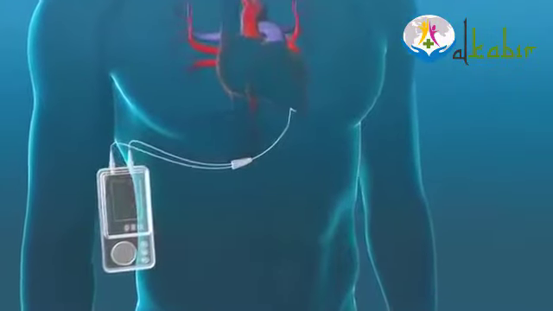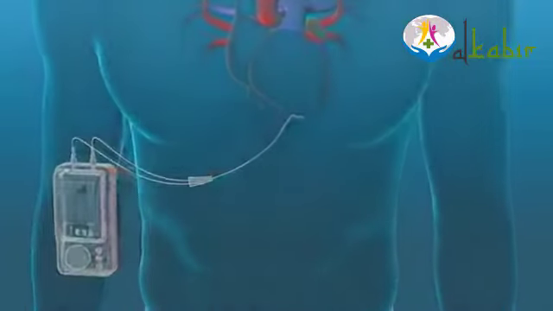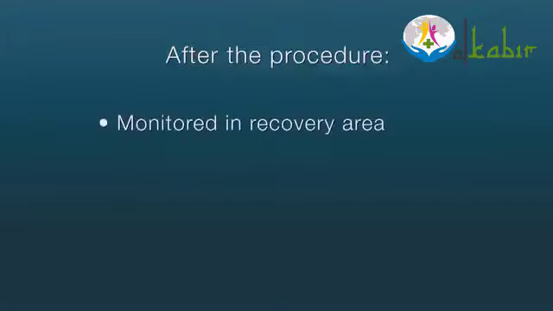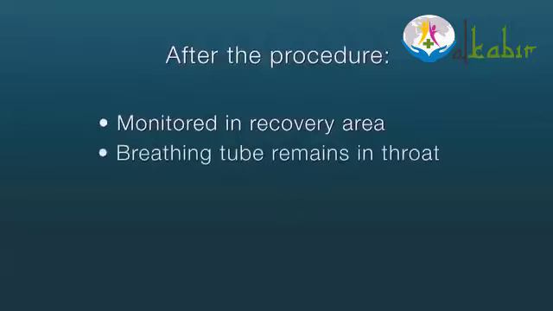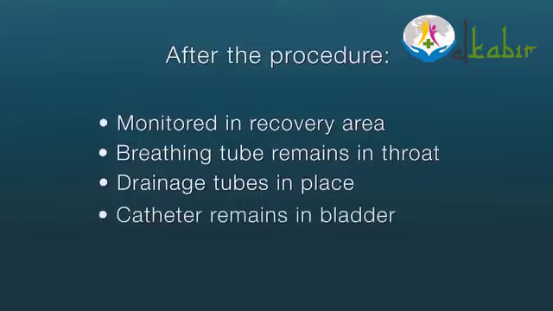Generally, temporary pacemaker wires will be placed on the surface of the heart to ensure the heart maintains a normal rhythm during recovery. After surgery, you will be taken to the intensive care unit, where your vital functions will be monitored. You will still have a breathing tube in your throat, which will prevent you from talking. Several tubes will be in place to drain blood and fluid from your incision, and your bladder catheter will still be draining your urine.